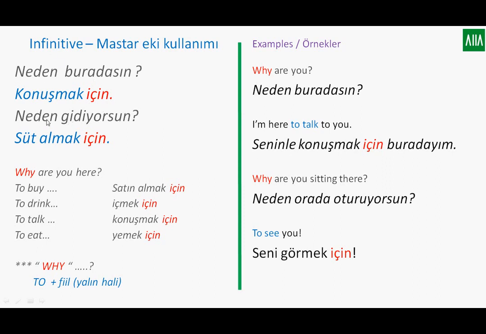So let me repeat one more time. Neden buradasın? Konuşmak için. Neden gidiyorsun? Süt almak için. Alright, let's see a few more examples. Why are you here? Example, to buy, to drink, to talk, to eat. Of course, these are incomplete sentences, you can say.